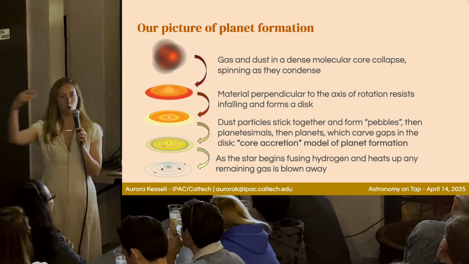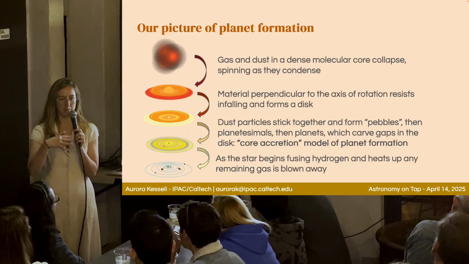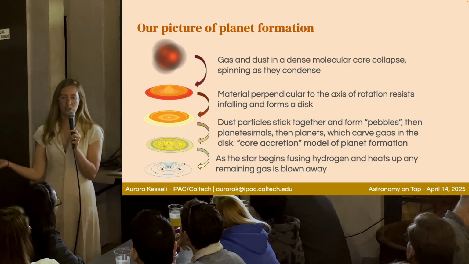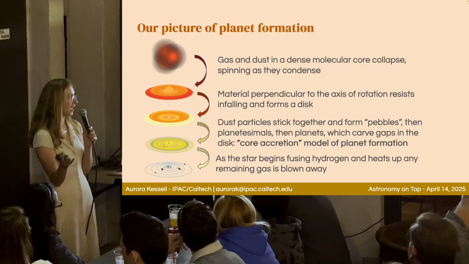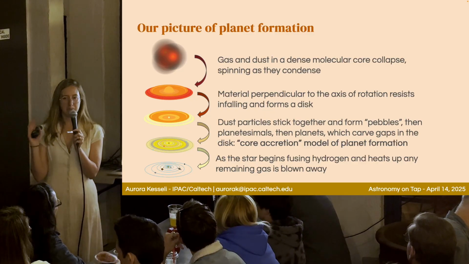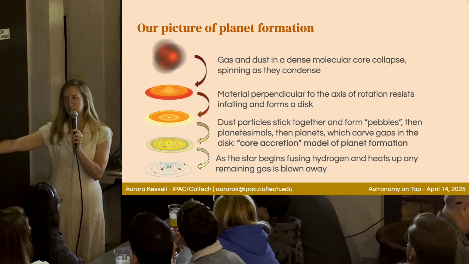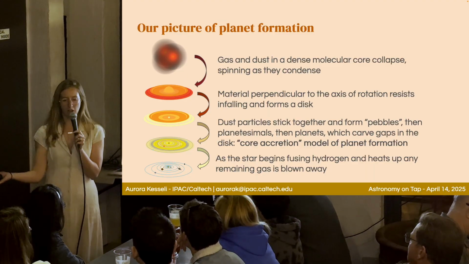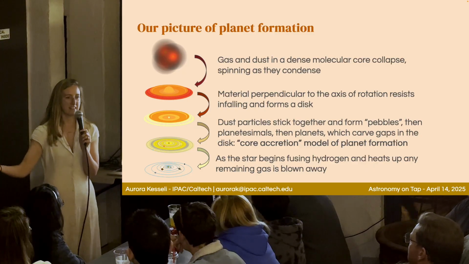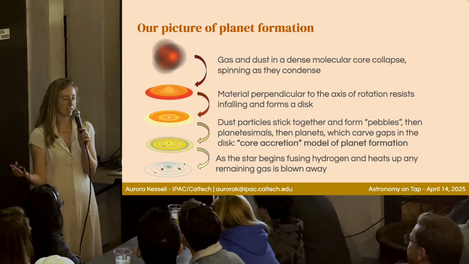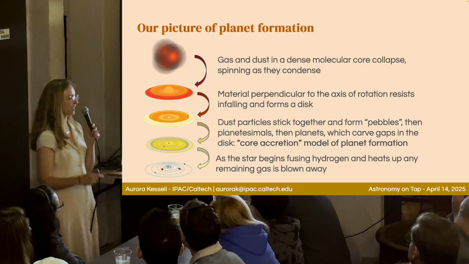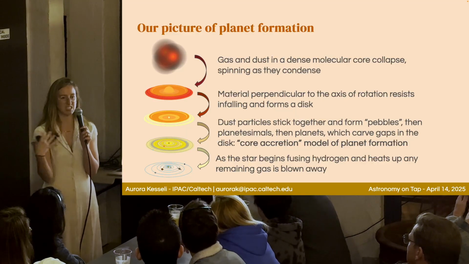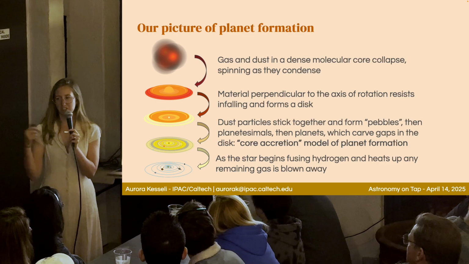So most everything pours onto the star and creates this dense star that has more than 99% of the mass in the whole stellar system. But some of that material, and in particular the material that's perpendicular to the axis of spin of that star, doesn't fall onto the star. So it resists that gravitational collapse onto the star. Then within this disk, a bunch of gas and dust and stuff is spinning and starts to stick to each other.